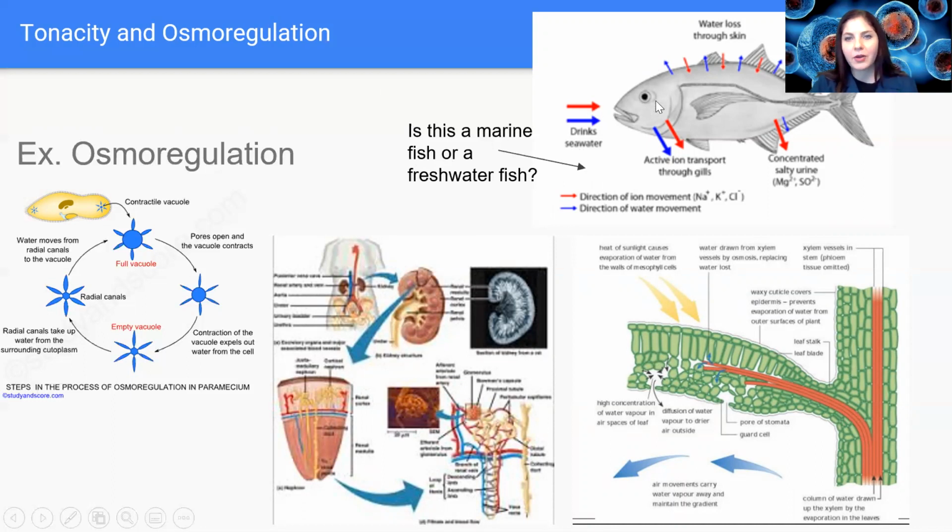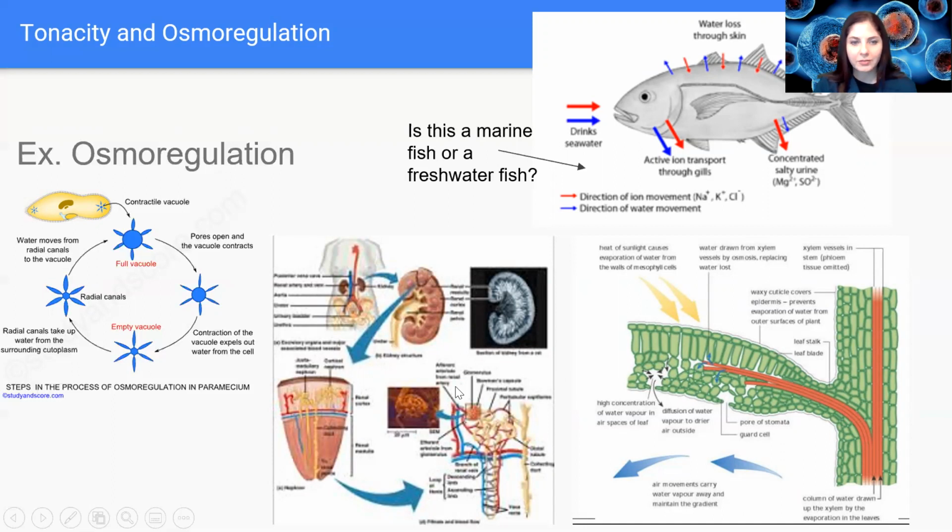So if it's drinking seawater in, you see that in this direction, we have our blue arrows, water movement, and our red arrows are ion movement. So it's losing pretty much the same amount of water and ions right here through the gills. We do have water loss occurring through the skin, and so this is pretty much equal. But if you look here, it's losing a smaller amount of solute than it is water. Now here, whenever it excretes its waste, we have a very salty urine with a high concentration versus the water content in it. So this should be indicative that it is a marine fish.